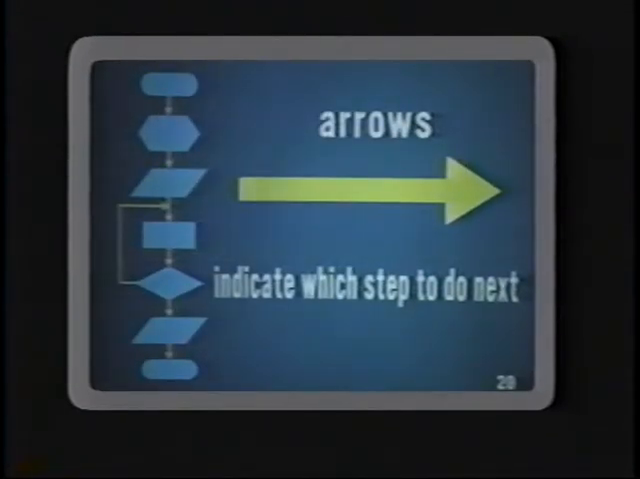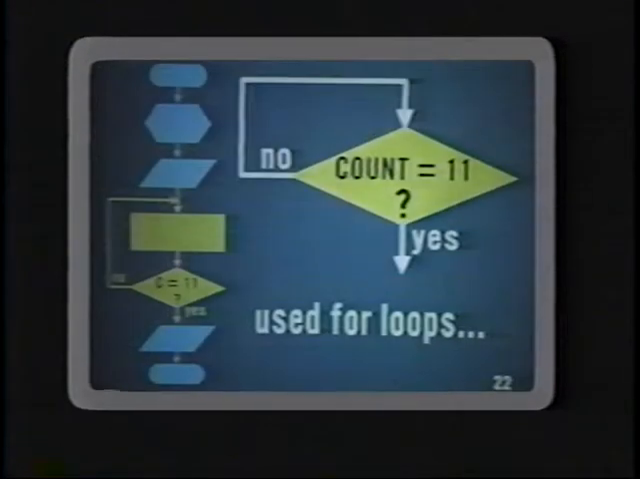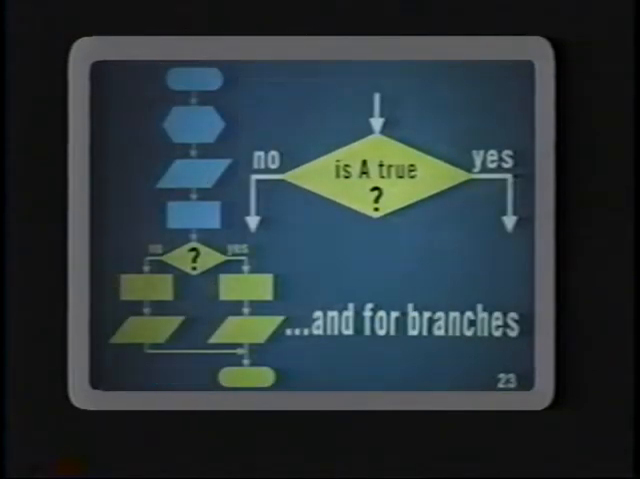Arrows connect various block symbols to indicate the sequence in which the steps must be performed. Sometimes the step to be done next depends upon the results of previous actions. Decision diamonds are used to indicate that a choice must be made about which step to do next. Decision diamonds can be used to specify loops, when some process must be done over and over again until some condition is met. And they can be used to specify branches, to indicate alternative steps to be performed next.